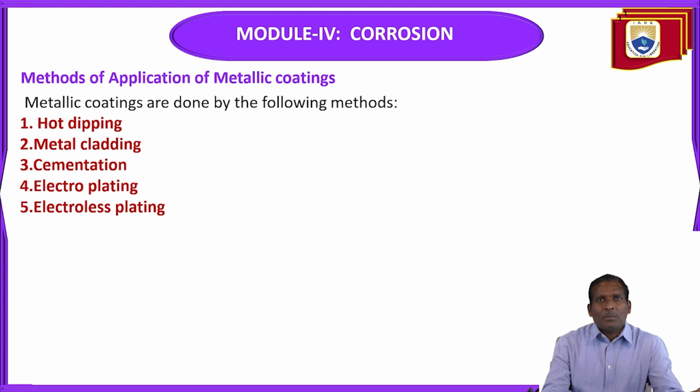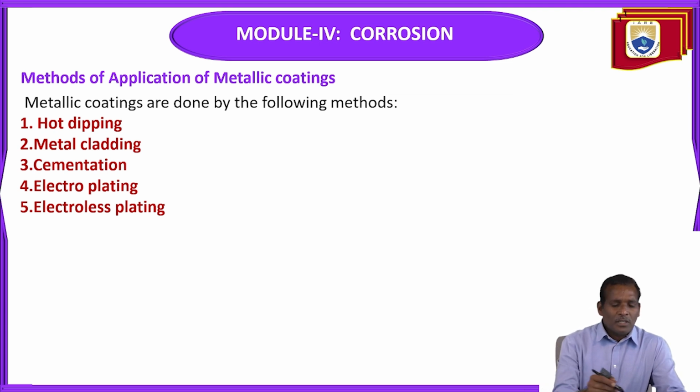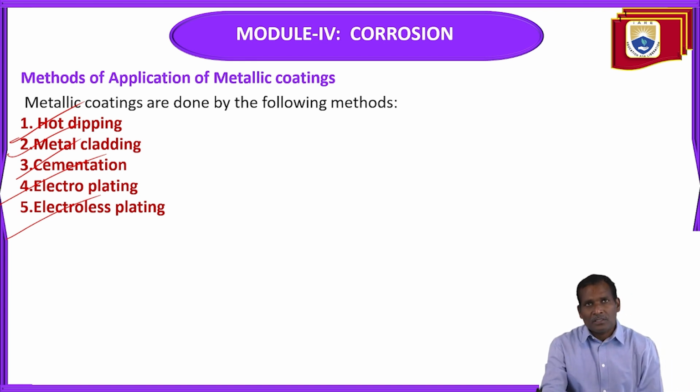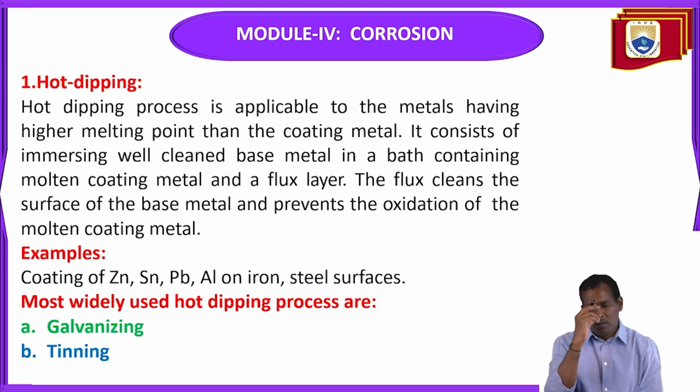So what are the methods of application of metallic coatings? Metallic coatings are done by the following methods. Five methods are there: one is hot dipping, and metal cladding, cementation, electroplating, and electroless plating. These are the methods used for metallic coatings. One by one we will see.